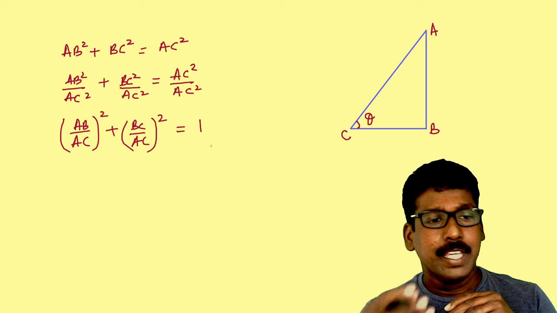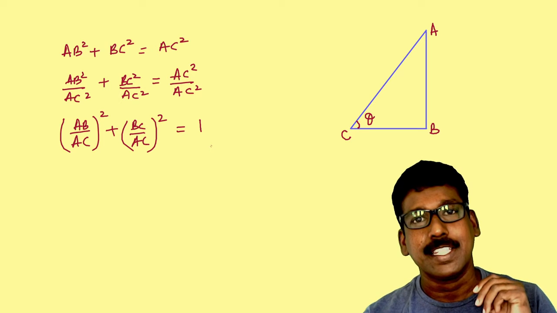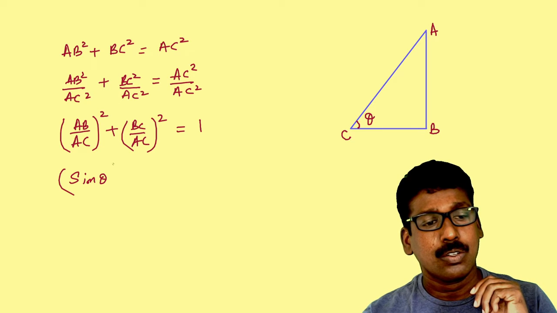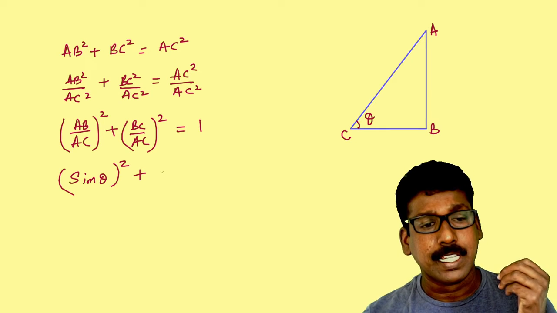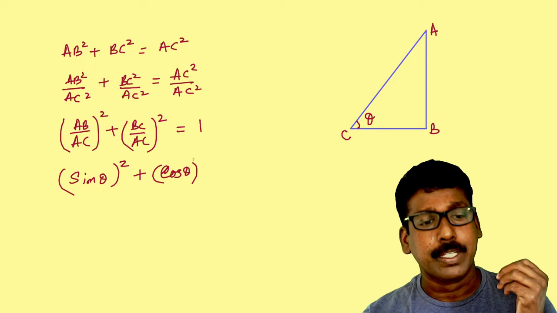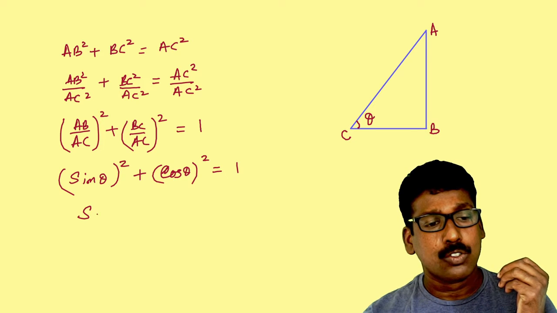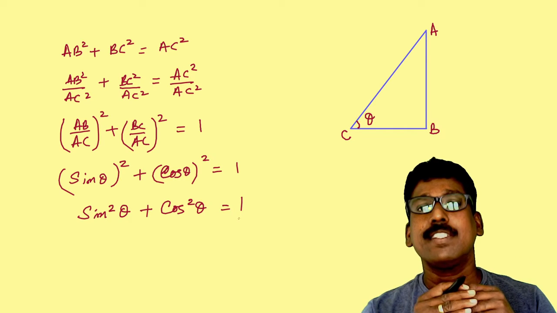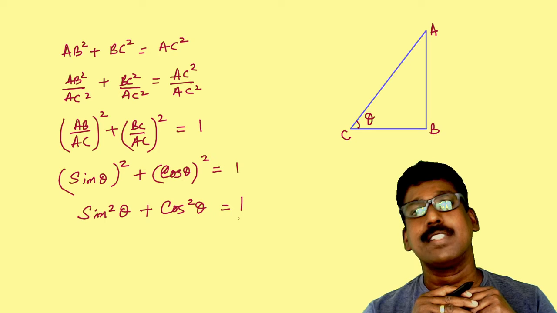Now, look at the triangle. Here, what is AB by AC? According to angle theta, AB by AC is sin theta. So, you can write it as sin theta whole square plus BC by AC, it is adjacent side by hypotenuse, which is equal to cos theta. So, it can be written as cos theta whole square is equal to 1. That is, sin theta whole square you can write as sin square theta plus cos theta whole square you can write as cos square theta is equal to 1. This is the first identity. That is, sin square theta plus cos square theta is equal to 1.